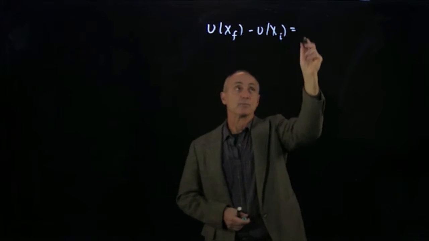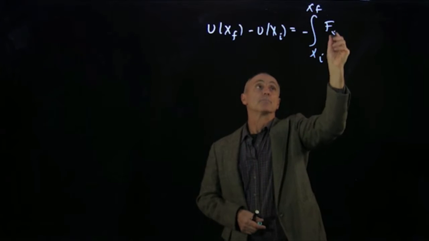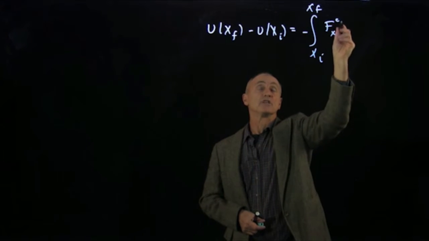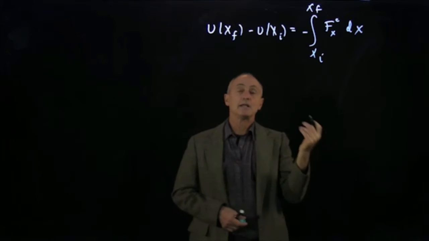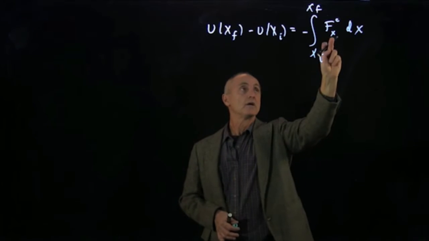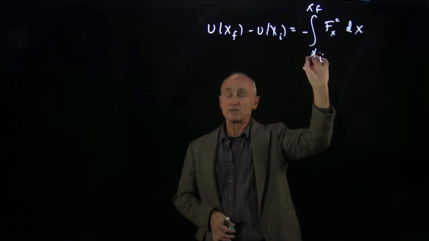But in one dimension, what we have is that the potential energy in some final state, minus the potential energy in some initial state, the change in potential energy, was the integral from x initial to x final of the x component of our, I'm going to put C up there for conservative force, dx. And so the potential energy difference is the integral of the force with a minus sign.